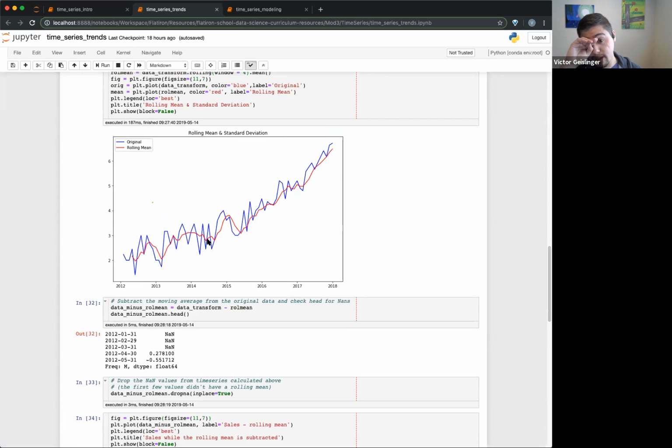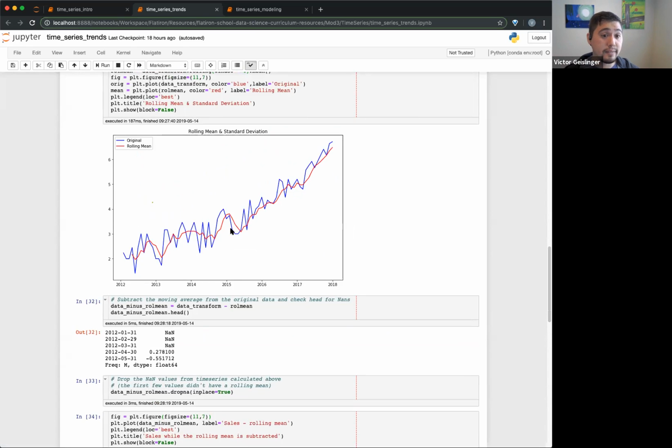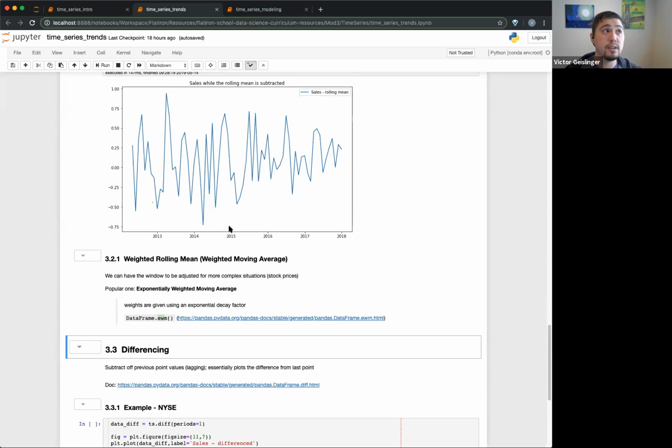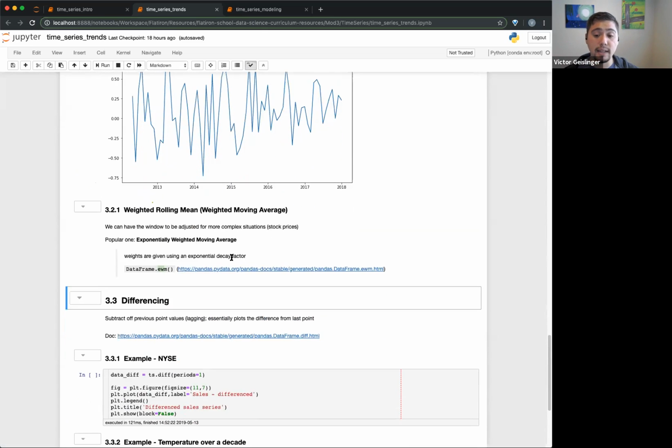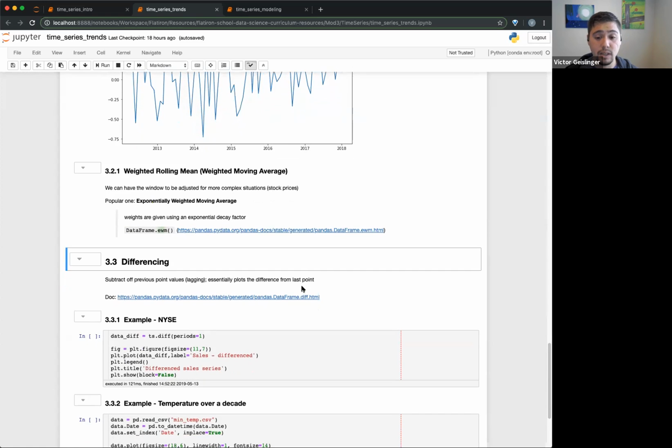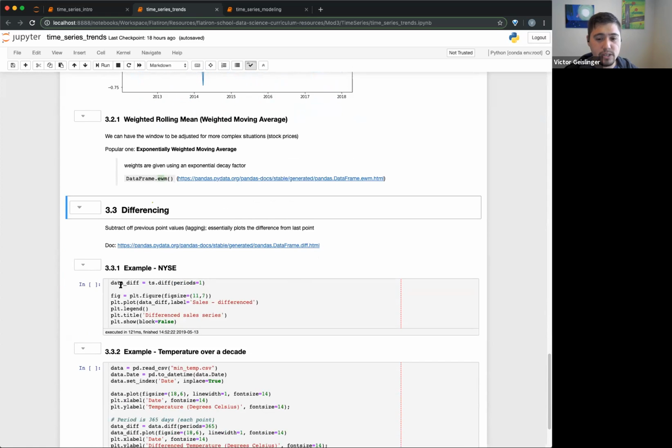some of that information from the previous parts when we're doing that rolling mean. So lagging is not the same exact thing, but that same concept. We're taking previous values and subtracting them off from our current values, and we plot the difference between those points. It's easy to just show you guys.